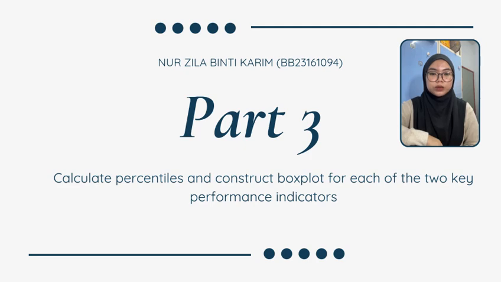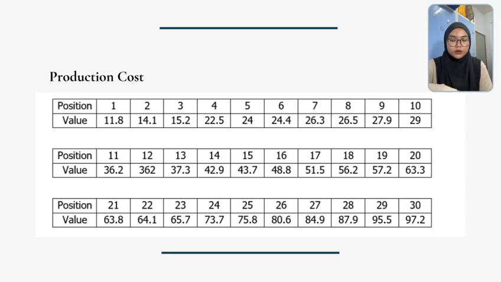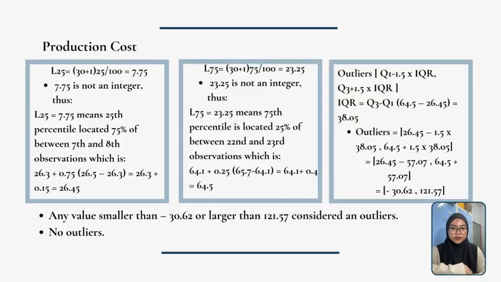I will be presenting my answer for part 3, which is calculate percentiles and construct box plot for each of the two key performance indicators. These are the position and value that I got from part 2. These are the calculations for percentile of the production cost.